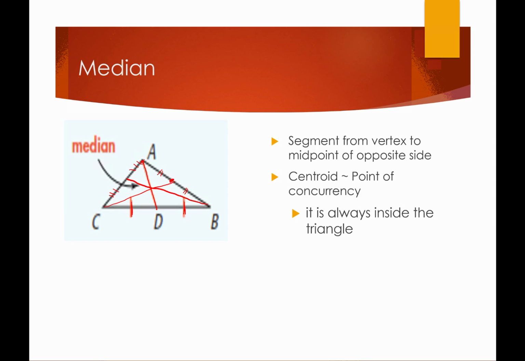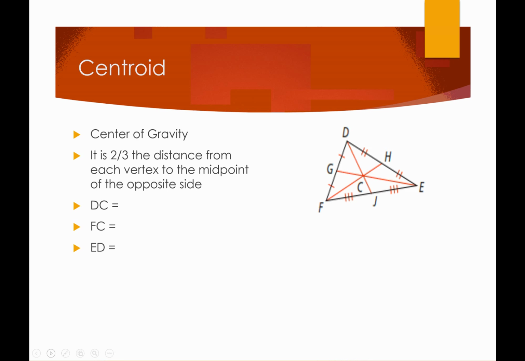This is always inside the triangle, and our centroid is our point of concurrency. So we call that a centroid. You're going to have to know the vocabulary. The centroid is our center of gravity. So you can actually cut out a triangle of some sturdy piece of paper, find your centroid by constructing your medians, and this point right here, you can balance it on. So again, that's my centroid.